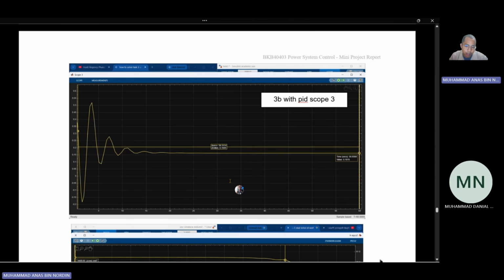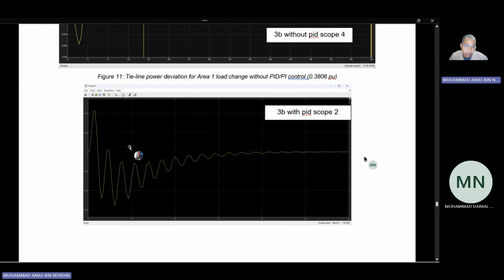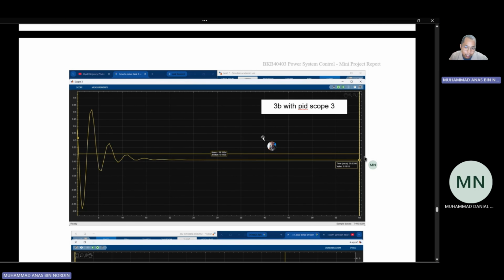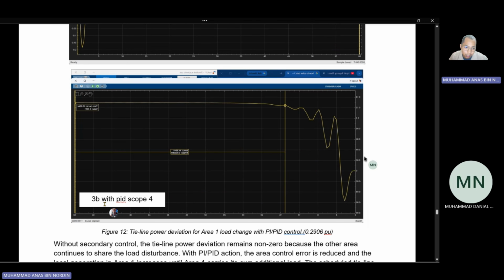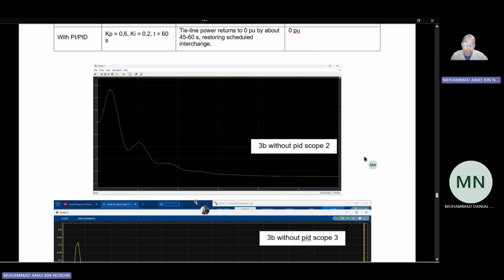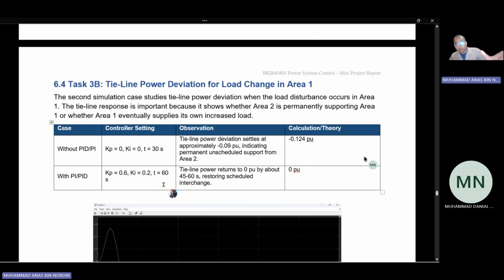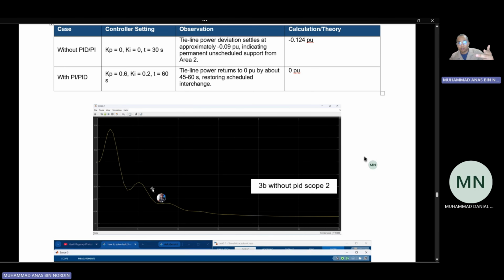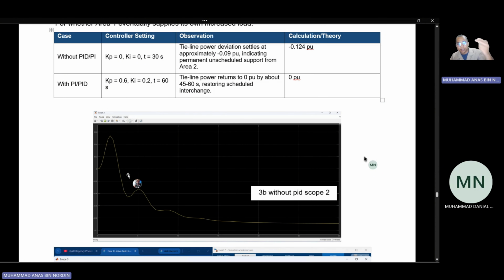This one, as you can see here, is the simulation result for 3B with PID at scope 2. This one is 3B with PID measured at scope 3, and this one is 3B with PID at scope 4. So as you can see here, for the case without PID or PI, we measure using scope 2, scope 3, and scope 4. And also with PI and PID, we measure using scope 2, scope 3, and scope 4.